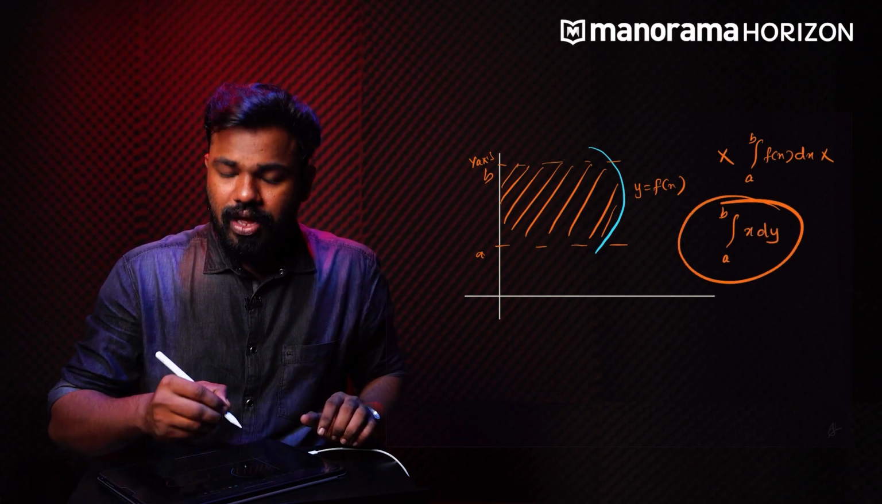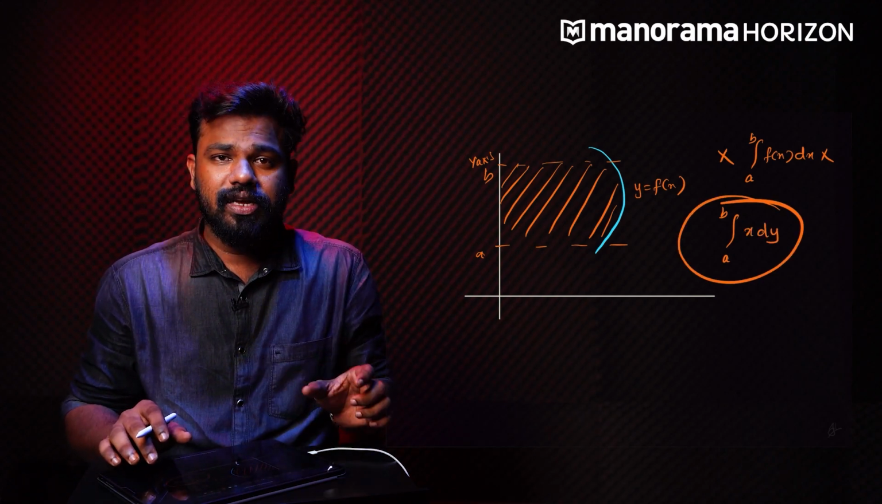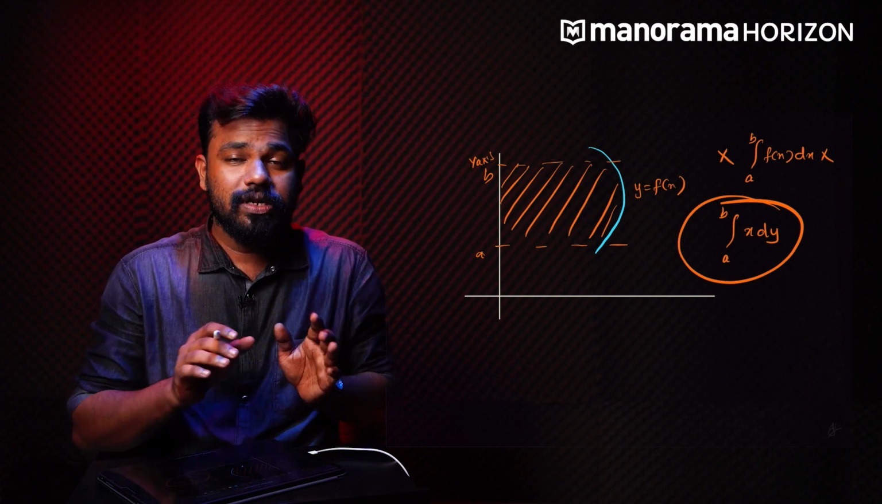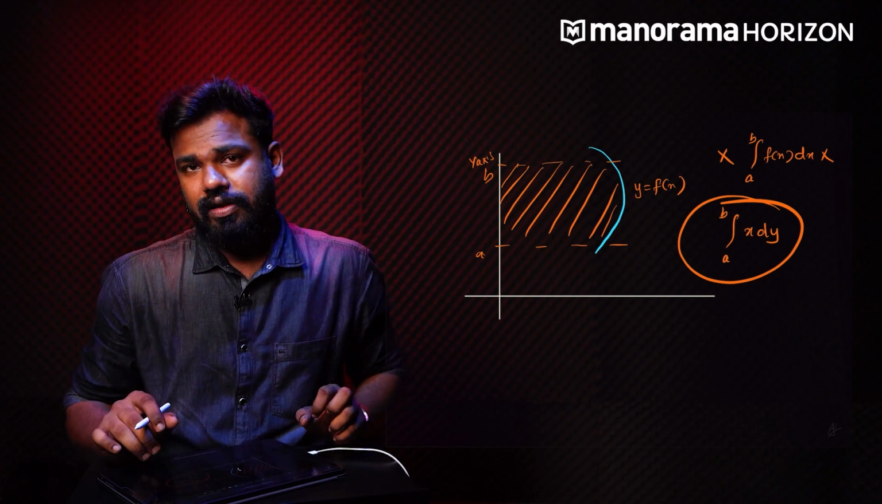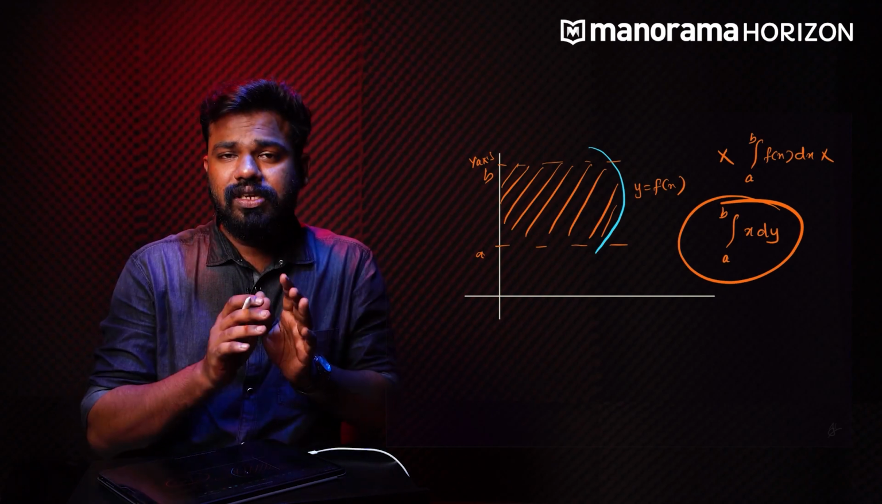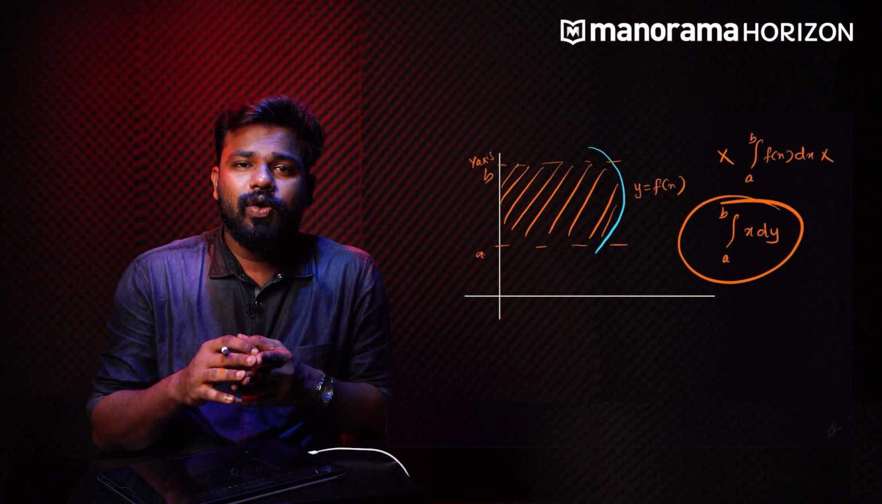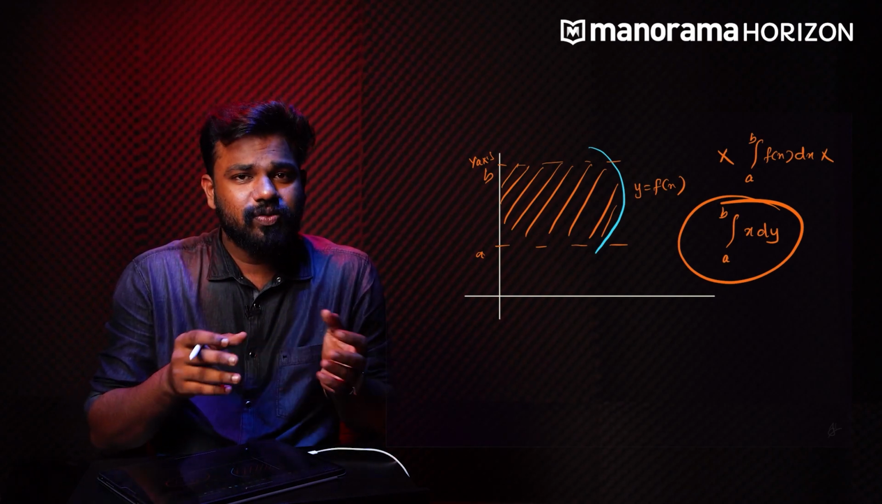x dy. Now using this x dy, that is integral a to b x dy, I can easily find out what is the area of this particular graph. Understood? So these are the two different ways in which you find out the area under x-axis as well as the y-axis. Now let's look at how to find out the area of a particular graph.